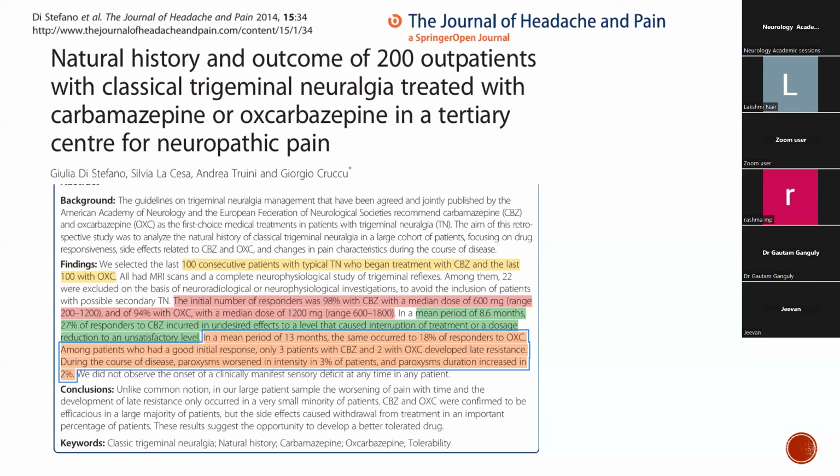At a mean period of 8.6 months, 27% of responders to carbamazepine developed undesired side effects, whereas at a mean period of 13 months, 18% of oxcarbazepine responders developed side effects. They concluded that, unlike the common notion, both carbamazepine as well as oxcarbazepine were confirmed efficacious, but oxcarbazepine has fewer side effects when compared to carbamazepine.